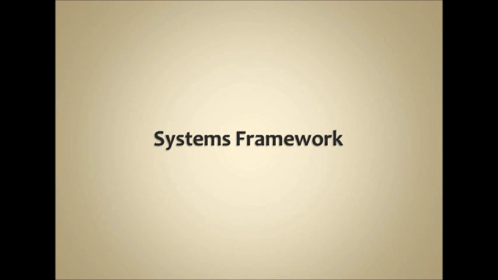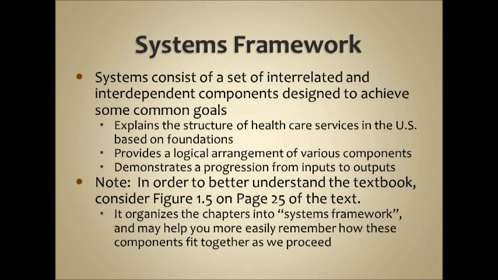Now let's end by looking at the systems framework. This is the framework we will use to try and understand this really loosely integrated sort of not healthcare system. The systems framework consists of a set of interrelated and interdependent components that are designed to achieve some common goals, but they're really not very organized. It explains the structure of healthcare services in the U.S. based on foundations and provides a logical arrangement of various components, and it does demonstrate a progression from inputs to outputs. But in order to better understand the textbook, consider figure 1.5 on page 25. It organizes the chapters into a systems framework so you can more easily remember how these components sort of fit together as we proceed.